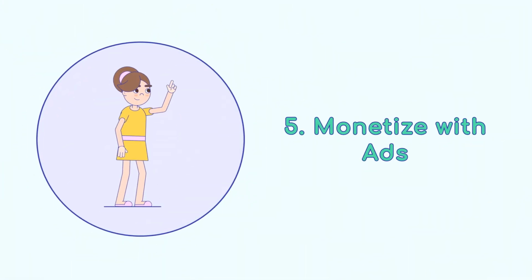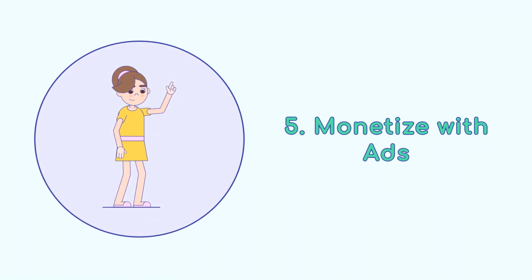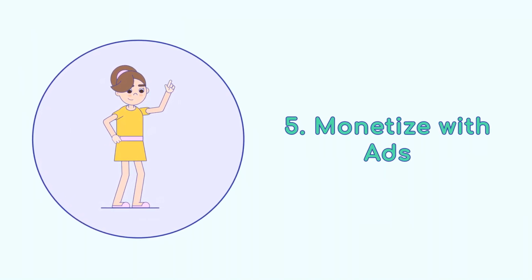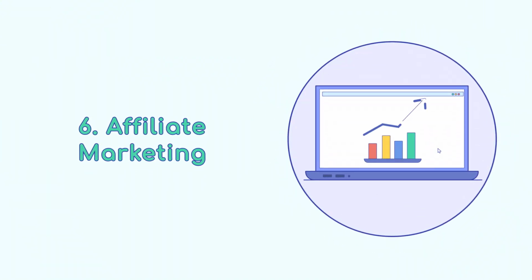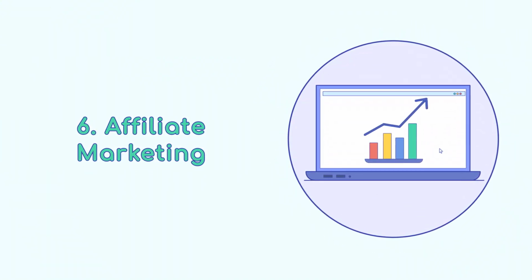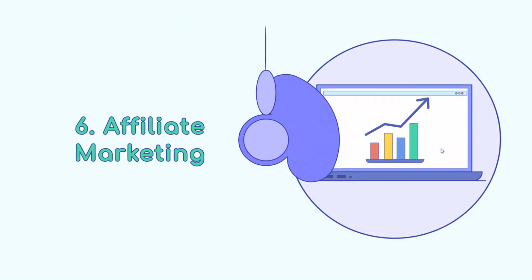Monetize with ads from Google AdSense. More traffic means higher earnings, especially with well-targeted content. Use affiliate marketing by embedding affiliate links in your content. You can earn commissions from sales through your referrals.